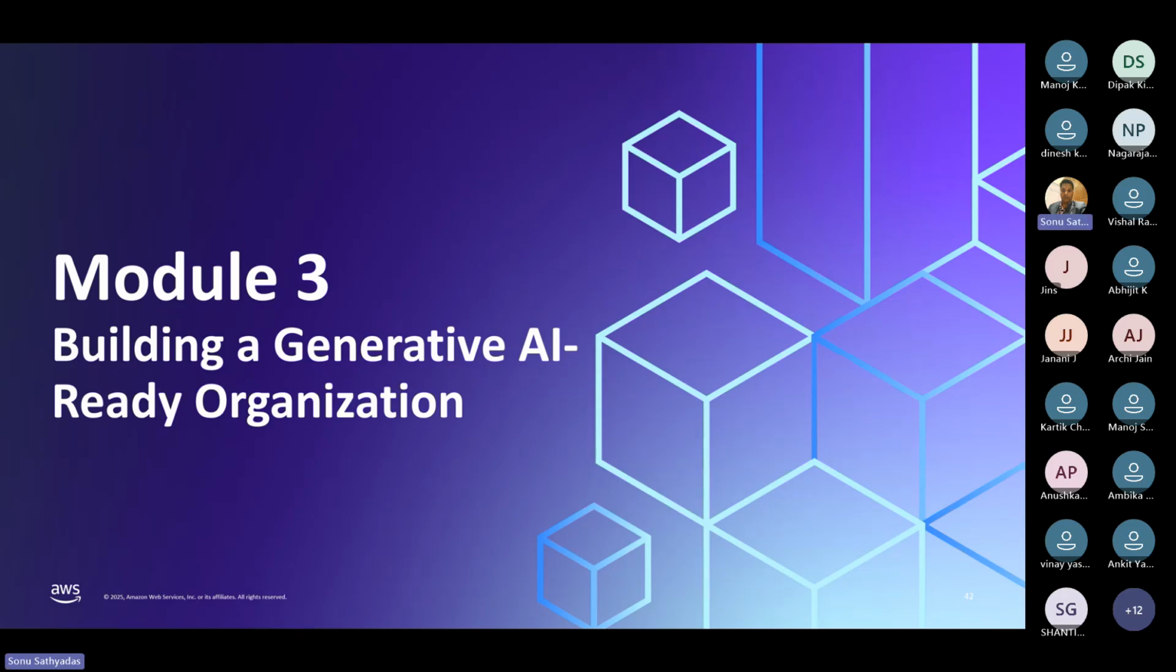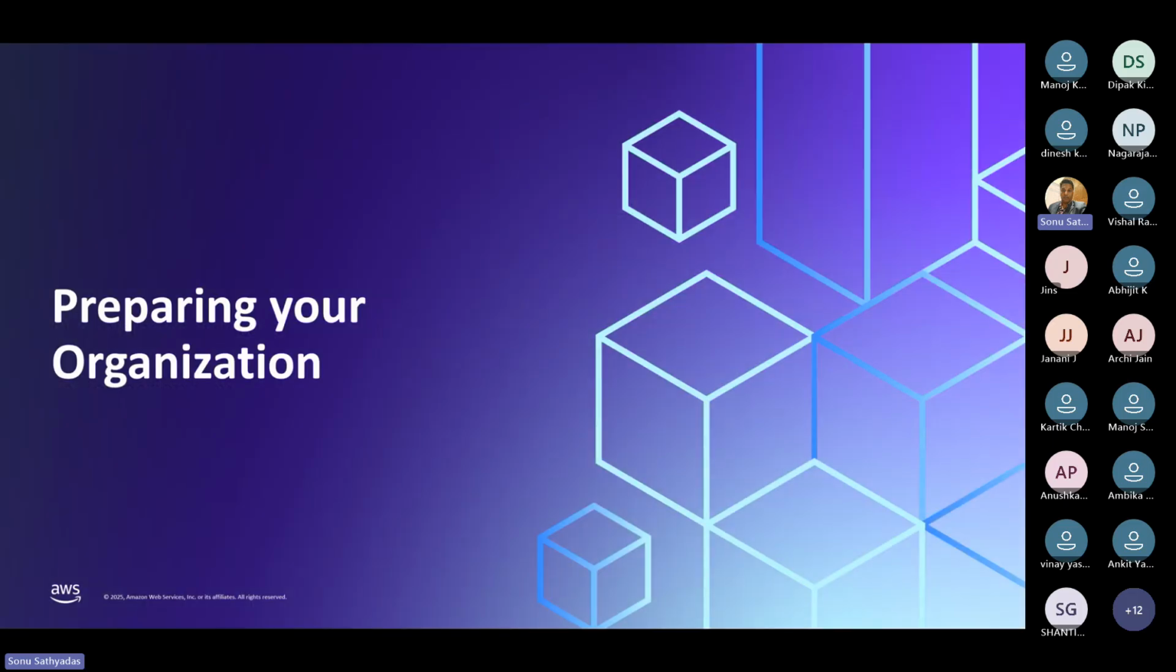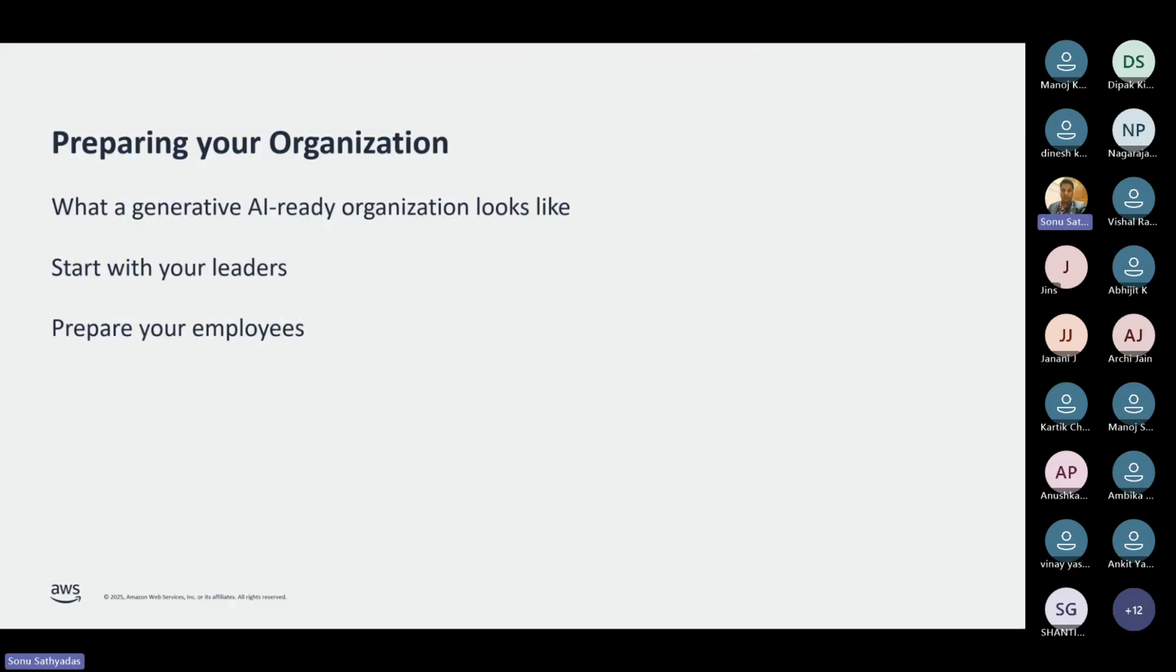The last and final module is about building a generative AI ready organization. In this module, we will see preparing your organization for success, and taking action. Preparing your organization: in this, we have to understand what a generative AI ready organization looks like, start with your leaders and prepare your employees.